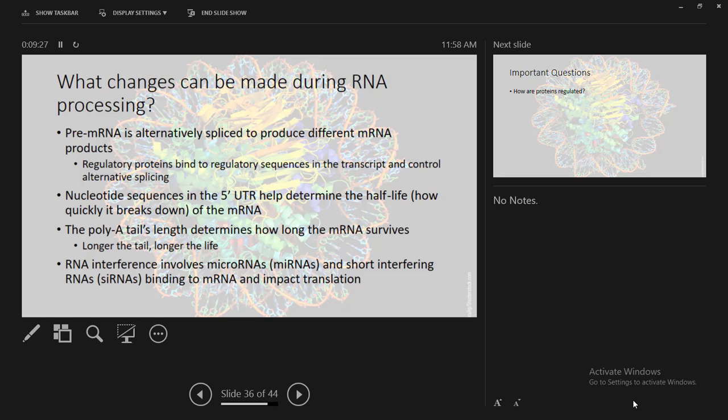What did you say the name of this process was? It's just all post-transcriptional regulation. Yeah, post-transcriptional regulation. How does it outcompete the mRNA? Because it matches it better.